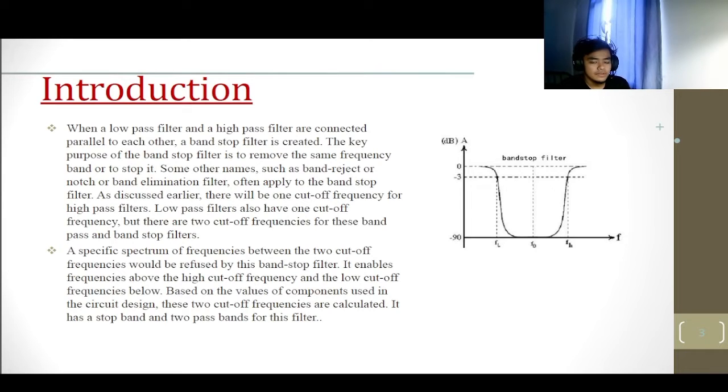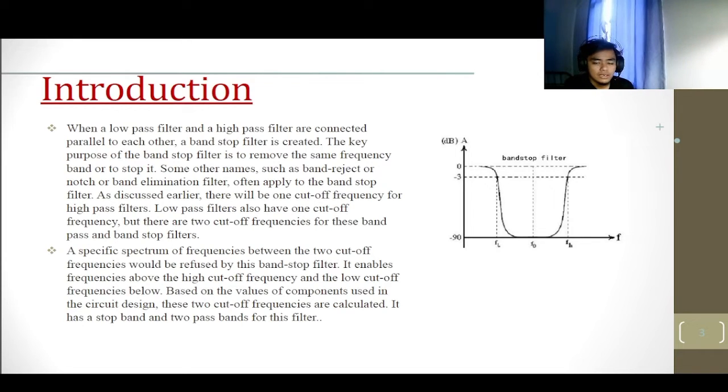When a low pass filter and a high pass filter are connected in parallel to each other, a band stop filter is created. The key purpose of the band stop filter is to remove a frequency band, to stop it. Other names, such as band reject or notch or band elimination filter, are often applied to the band stop filter as discussed earlier.